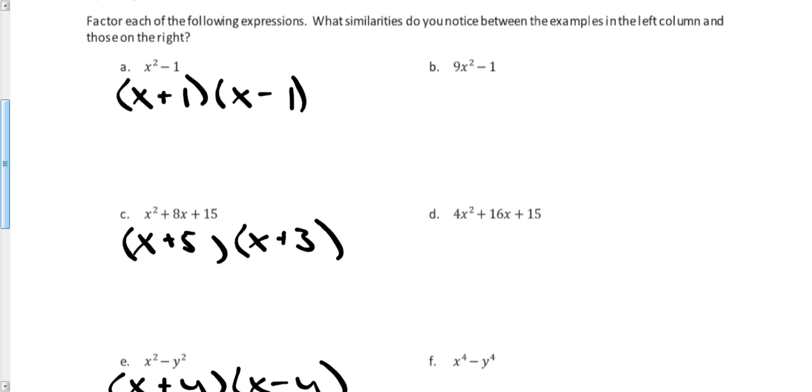Alright, so what kind of pattern is this again? What do we call this?